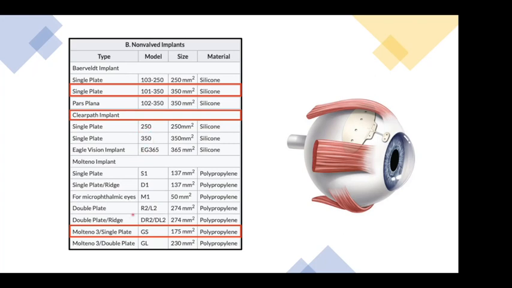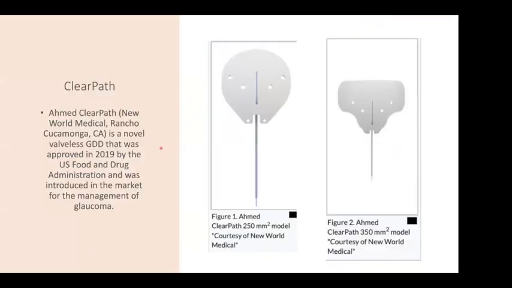And then also Molteno nowadays is trying to come back. Molteno was the initial good implant, but that was in 1986. And now Molteno is coming back with the Molteno 3 design, which is again one of the non-valved implants, and it's available now in the market.